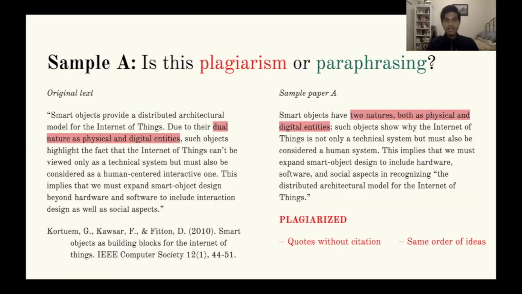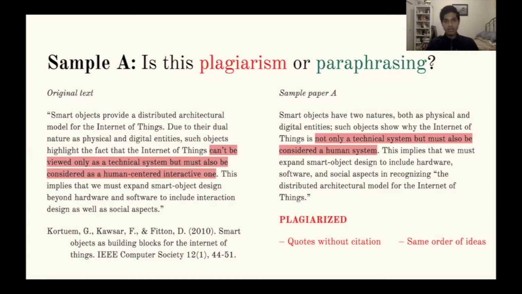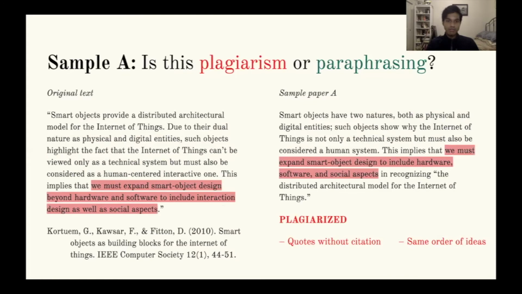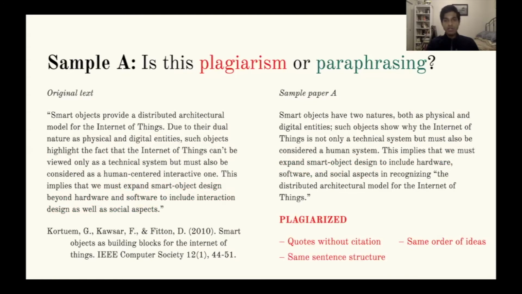Second, the ideas in the paper are presented in the same order as they appear in the source. Notice the first idea as labeled in both paragraphs of text. And the second idea? And the third. The paper also uses many of the same sentence structures as the source. And it merely replaces words and phrases in these sentences with synonyms. For example, dual is replaced with to, highlighting the fact that is rewritten as show why, and beyond simply becomes to include.